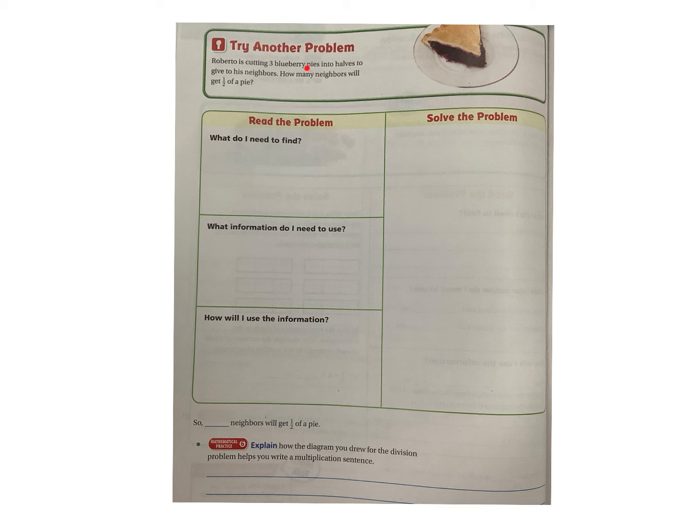Roberto is cutting 3 blueberry pies into halves to give to his neighbors. How many neighbors will get half of a pie? What do I need to find? How many neighbors will get half of a pie. What information do I need to use? There are 3 pies, and he's cutting them in half. So I put here there are 3 pies, and he's cutting them in half, which means into 2 pieces.